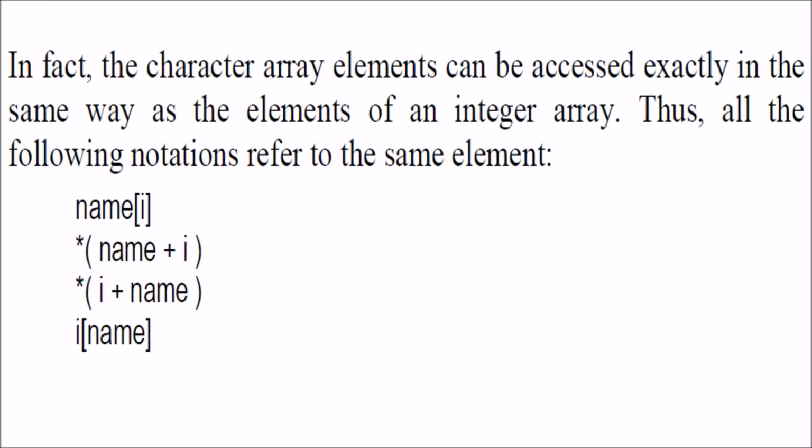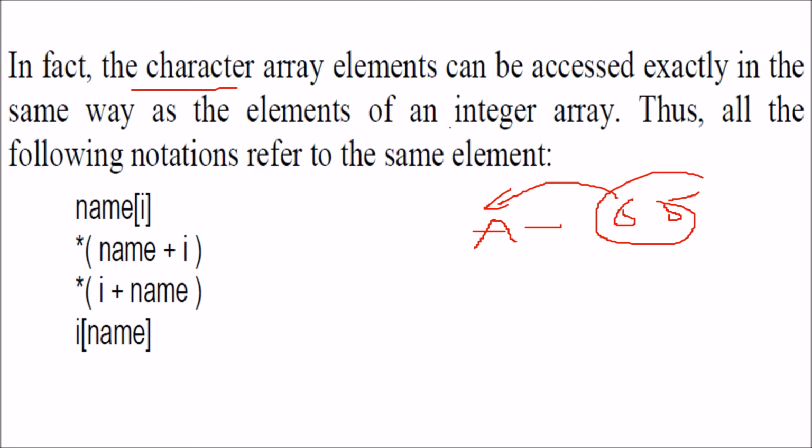The character array, because a character is internally treated as an integer, since the character is stored as its ASCII value. Computer programming doesn't know A. It knows only 65, which is the ASCII equivalent of A. So we deal with characters the same way we deal with integers. So name[i], *(name+i), *(i+name), i[name], those we learned in integer arrays directly apply to character arrays also.